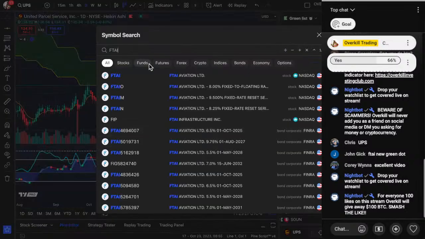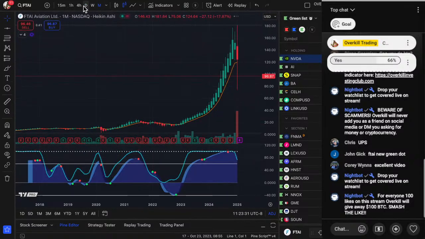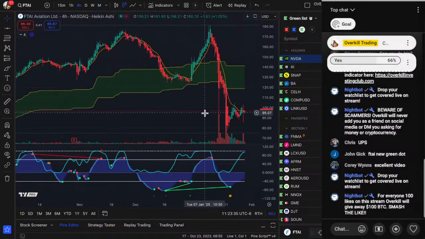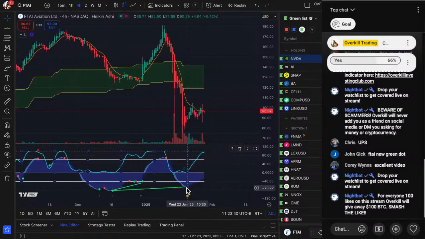FTAI, new green dot. It's like an aviation company. This looks interesting. Big old monthly wick down. Wow. Okay, that one got absolutely hammered there. So, wow, it got the golden dot there too. Okay, we made a video yesterday.